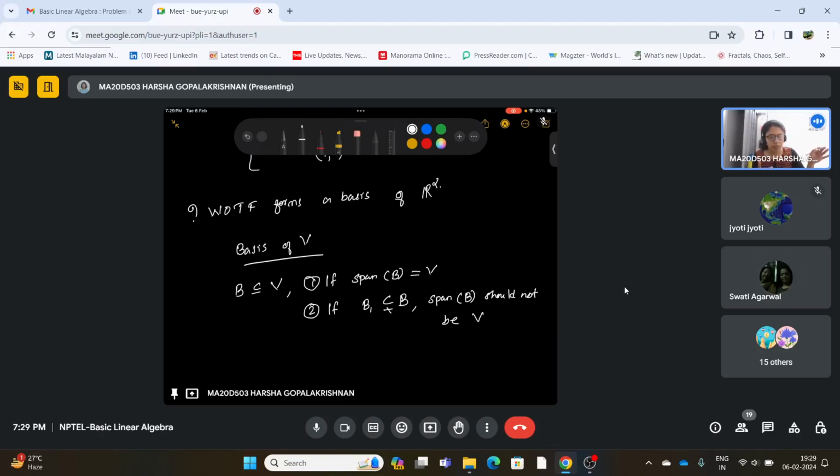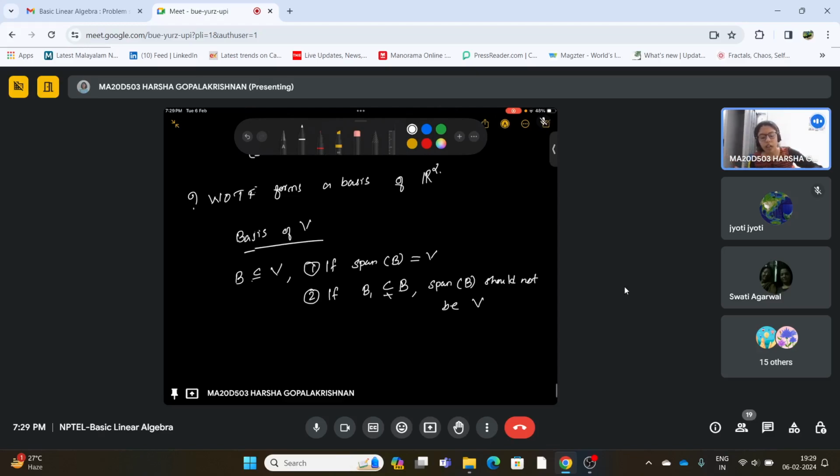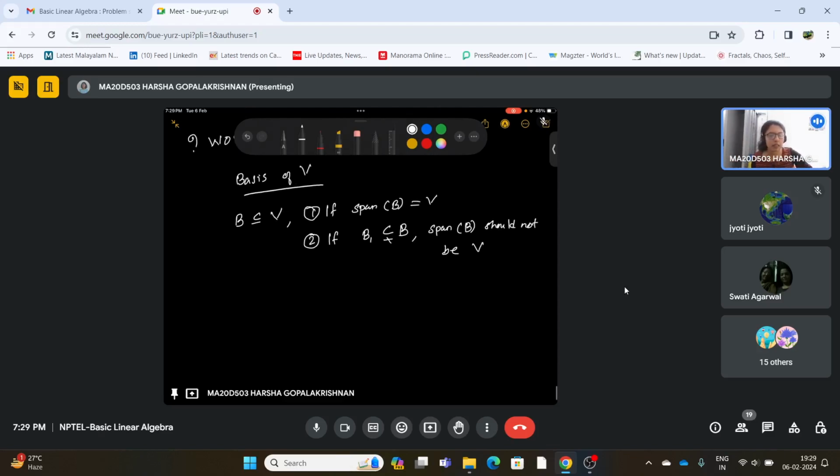Now, maybe in the next week, week 3, you will learn one more definition, and both are the same. After learning linear independence and all, you will learn the basis as a linearly independent set that spans V. That we will come to next week. As of now, this is the definition of basis. Now let us see some examples.